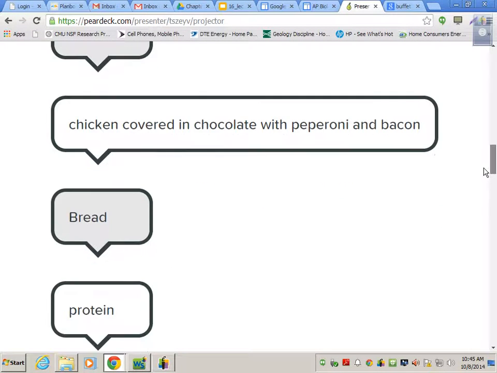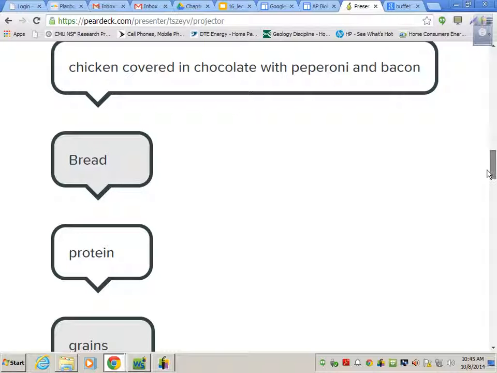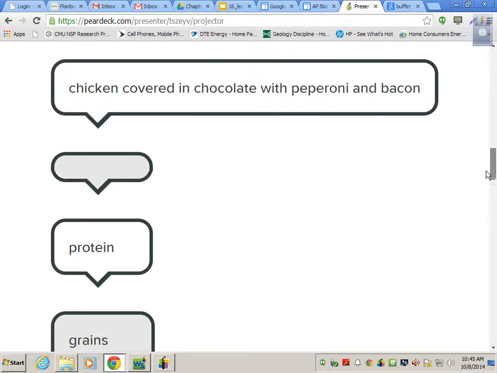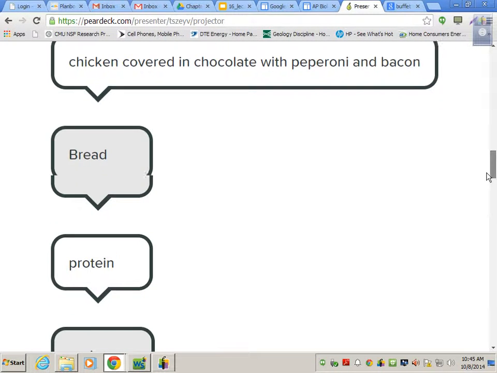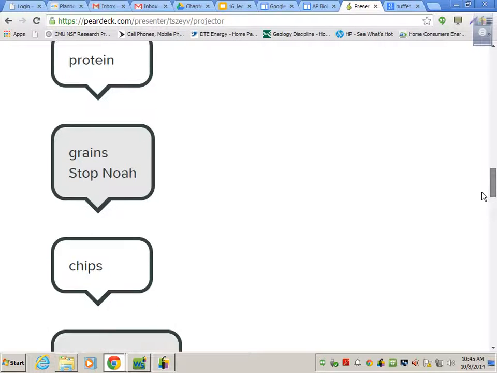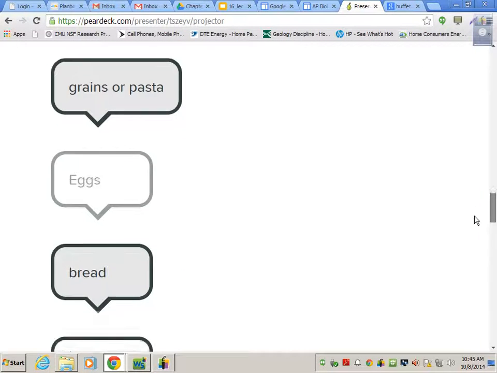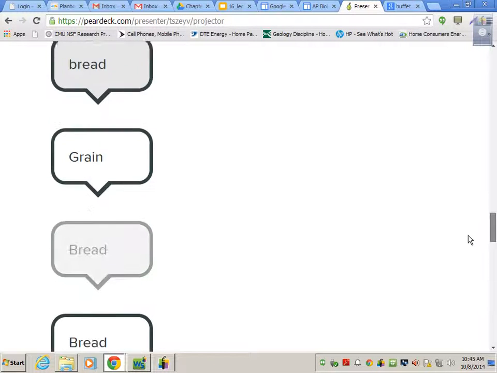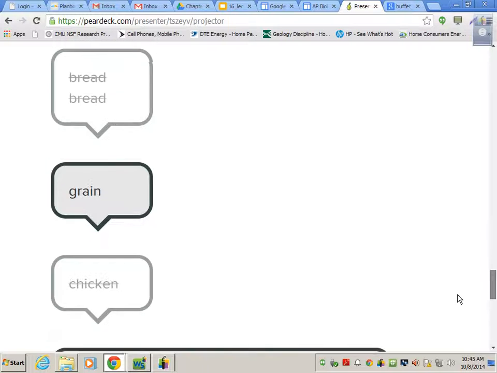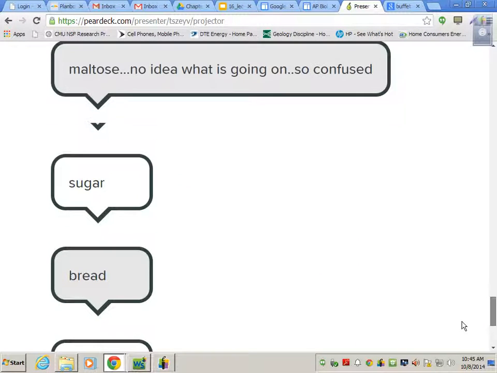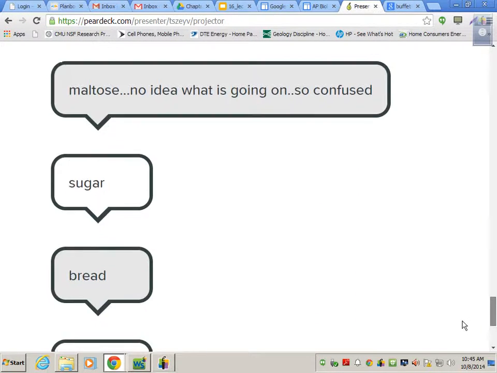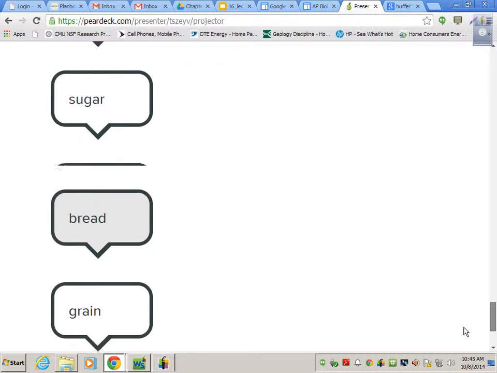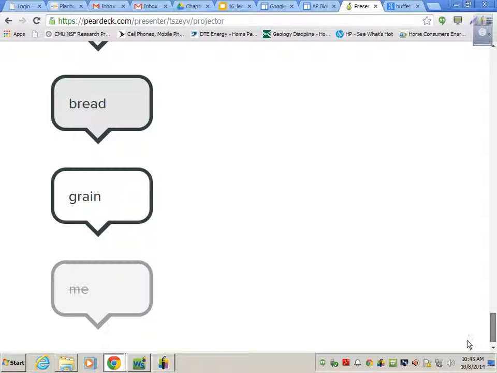Yeah, grain, bread, spaghetti, nut. That's proteins and lipids. We'll get there. We aren't there yet. Grains, chips, okay. Chips. Yeah, he's not wrong. It is starch. That's a polysaccharide. All right, bread, grain, brown rice, noodles, grain, chicken. No, not chicken. Maltose, no. We just went over that. Sugar, no. Those are disaccharides. Grain, bread. Okay.